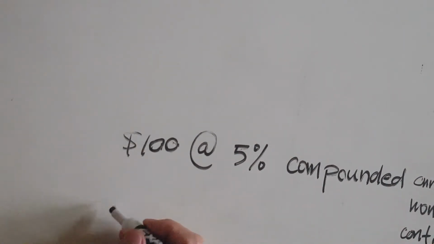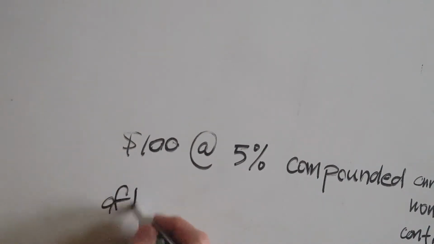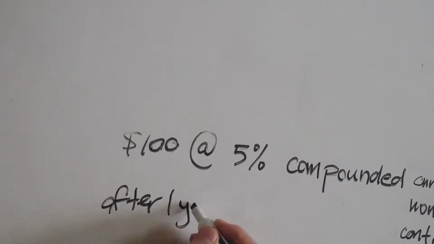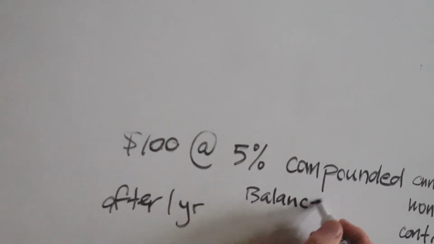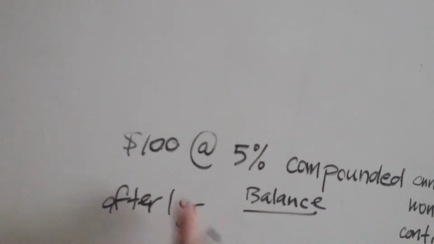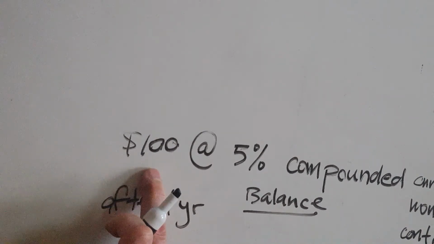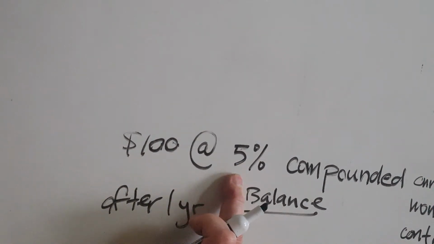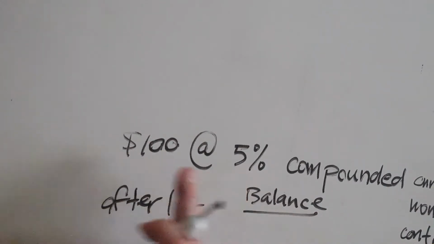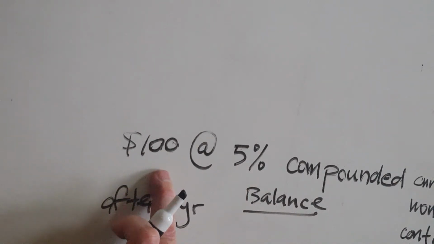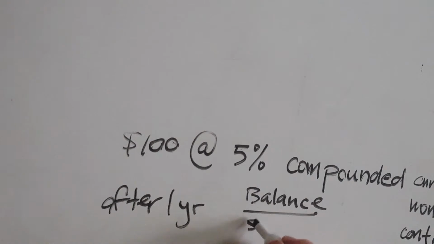So after 1 year, let's talk about your balance. Your balance in your account would be the $100 that you initially deposited plus the 5% interest that you earned that year. Oh, and the interest rate, unless otherwise noted, is an annual interest rate, okay? So 5% at 1 year is going to be $5. So then they're going to add that $5 into your account.